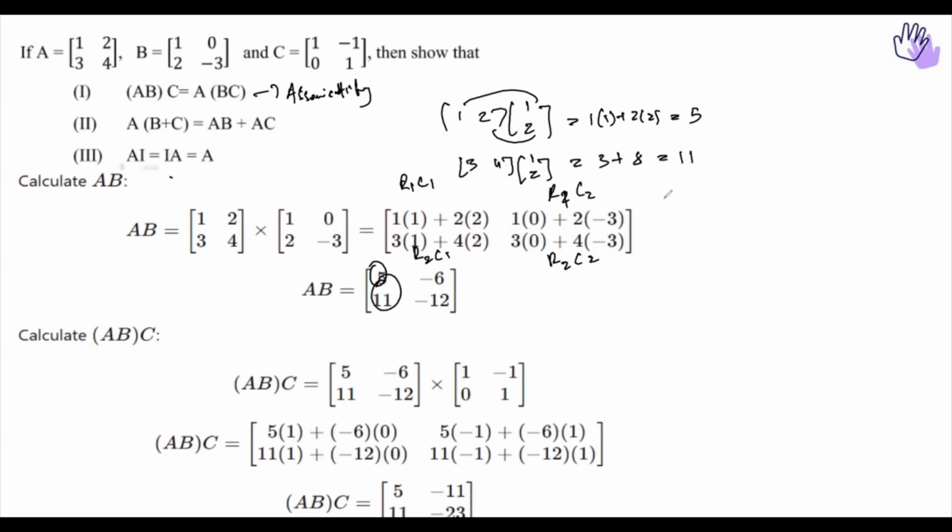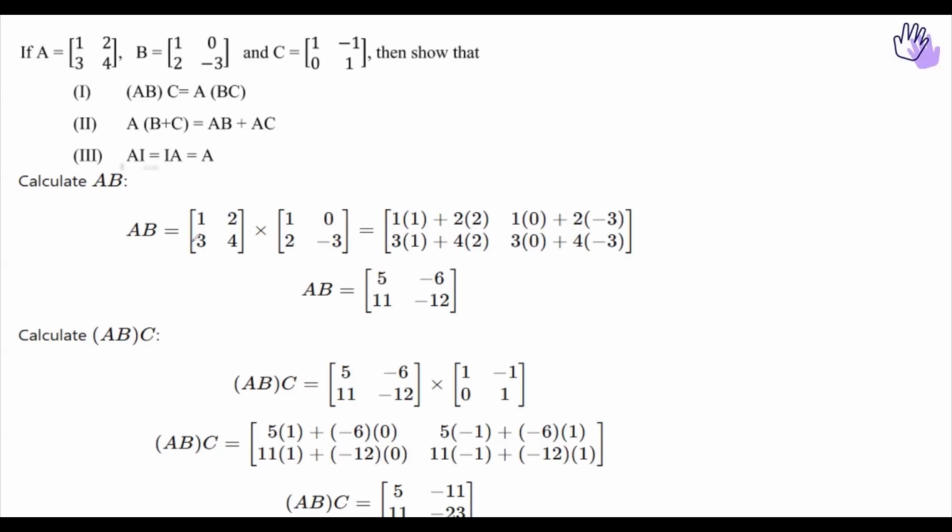And coming to the next one, that is R1 C2. So that is 1 2 and 1 0. So you have 1 plus 2 into 0. So that is 1. So sorry, minus 3, right? So 0 and minus 3. So if you do it, you get the answer to be minus 6. So you have minus 6, and finally you'll be having minus 3. Okay. So that's how you'll get the value of AB.